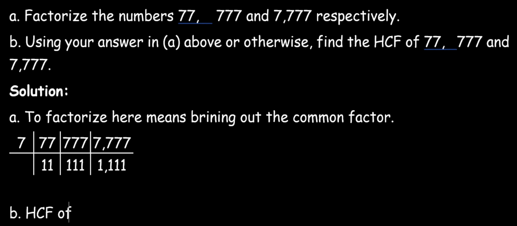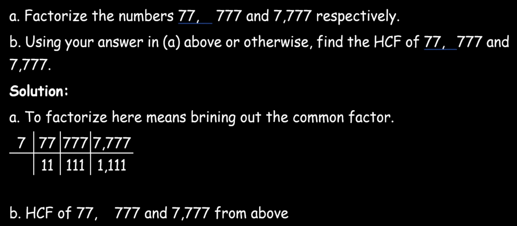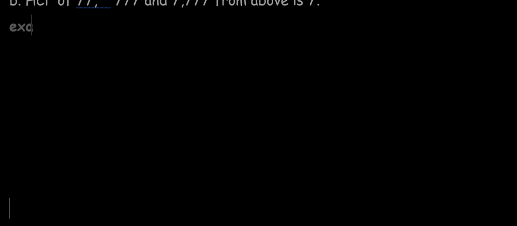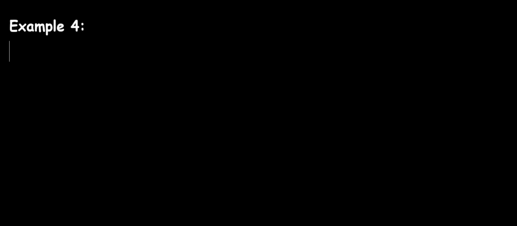The B part of the question. The HCF of 77, 777 and 7,777 from the above is 7. Let's take another example. Find the HCF of 15 and 36.